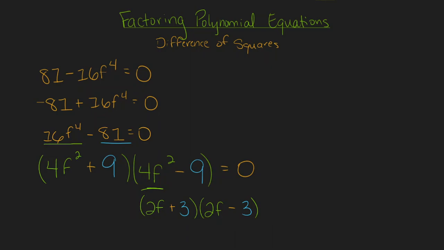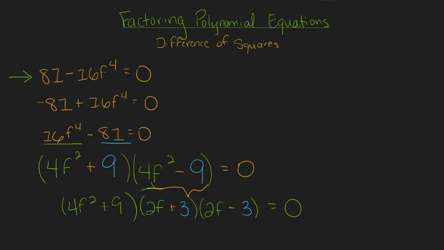A really important point from this is that these two factors only represent the second factor from our original equation. We still have to bring the first one back down to make sure we're recreating the entire original equation. So I'll drop this 4f squared plus 9 down and make sure that everything is still set equal to 0.